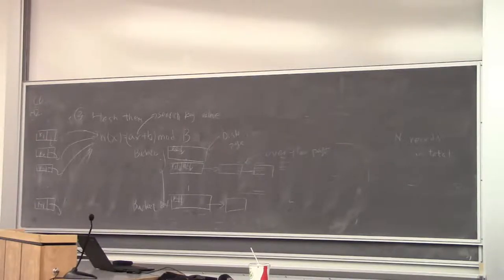One page at each level. So the cost of your search for equality search is roughly the height of the tree. And the height of the tree typically is 3 or 4 or even 5, right?